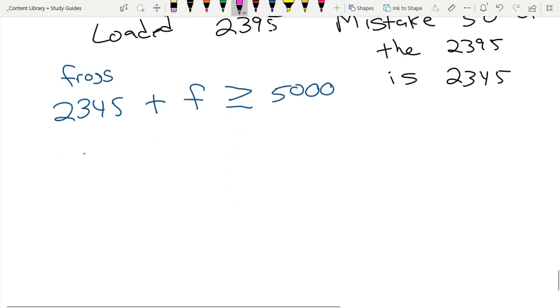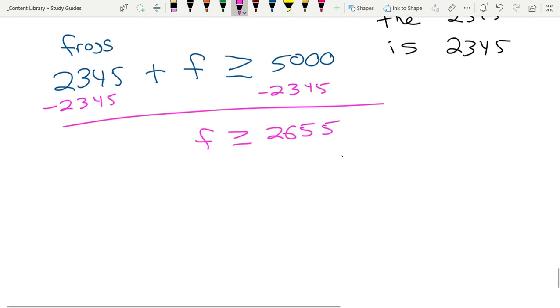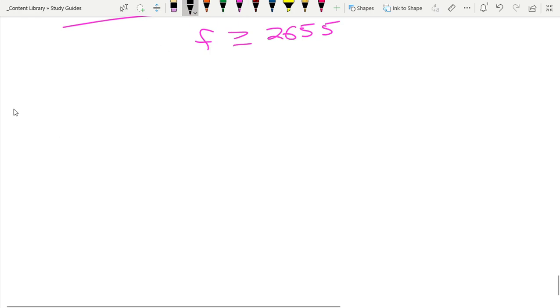So now what we're going to do is solve it. Subtract 2345 from both sides. And now you say, okay, frogs-wise, they need to load at least 2,655 more. As long as they load that or more, they have hit their goal. Alright, 17 is a little bit of review. You had to remember how to find the average of numbers.